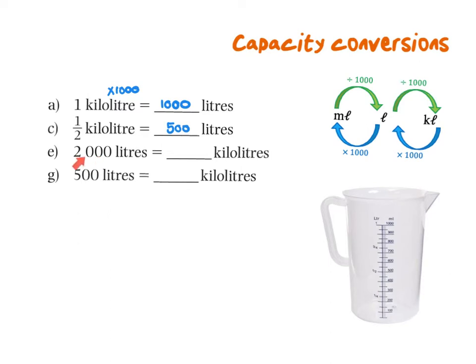Okay, let's try the reverse. If we need to go from 2,000 liters to kiloliters, I go from a smaller unit of measure to a bigger unit of measure, meaning I need to divide. So this will give me 2 kiloliters. Even in the next one, 500 divided by 1,000, so here I will get half a kiloliter.